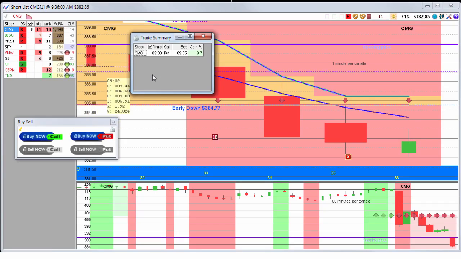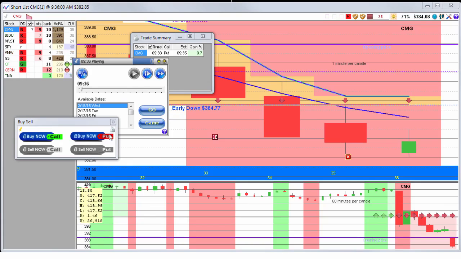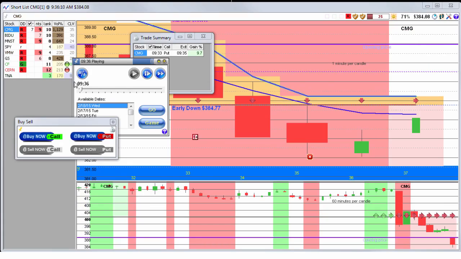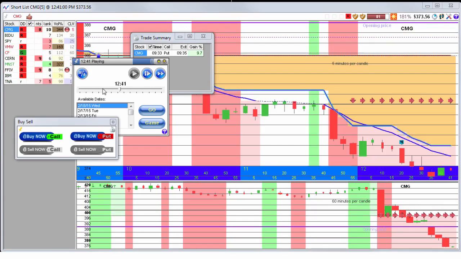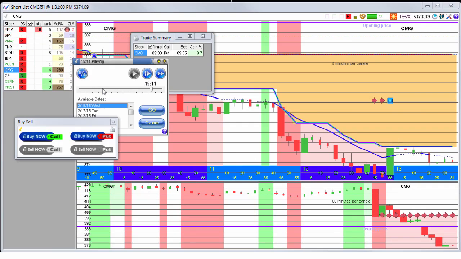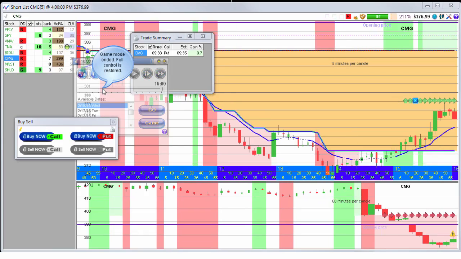Let's go pick another day. And you can do a lot more stuff with the replay, but I'm going to go pick another day here. I'm going to hit the game button. Actually, I'm going to tell you what day this was. I'm going to go to the end. You can't move backwards and you can't pause when you're in this game mode.